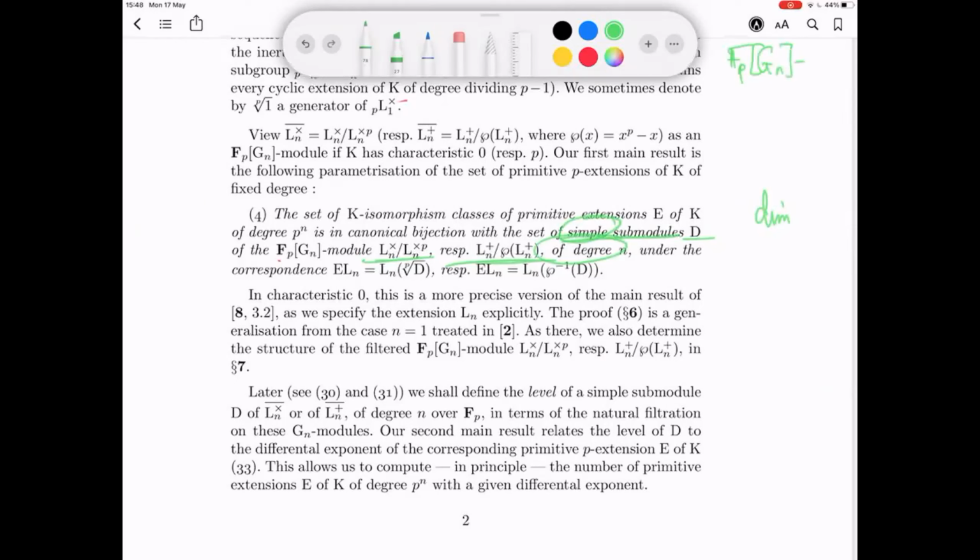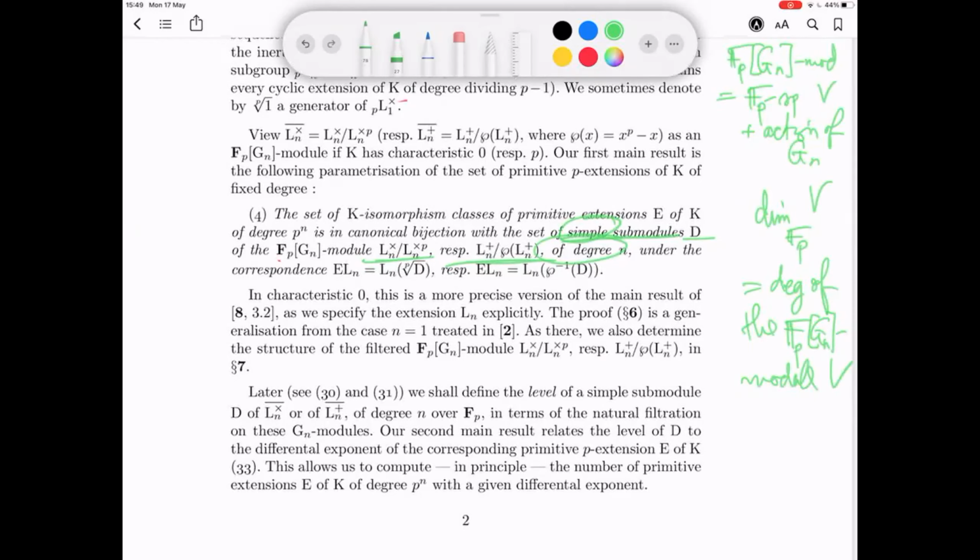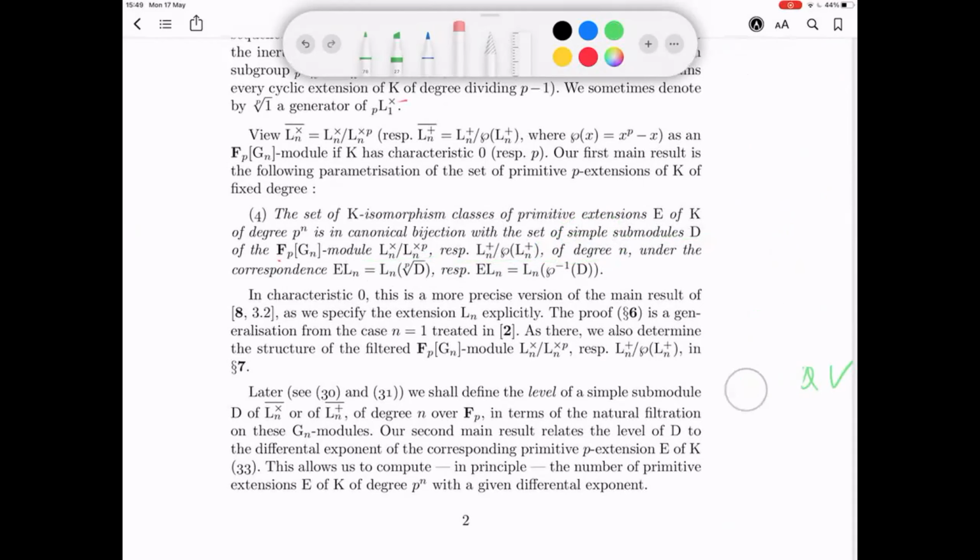module is a finite dimensional Fp space V plus an action of Gn, right? And the dimension over Fp of V is also called the degree of the FpGn module V. So the degree is just the dimension as a vector space over Fp. That word is traditionally used in representation theory. Okay, so that's degree n, meaning over Fp, the vector space should have dimension n.